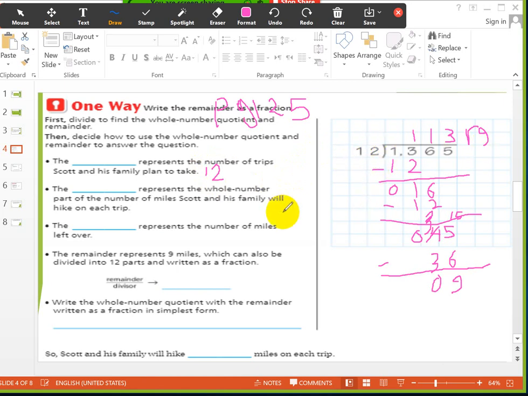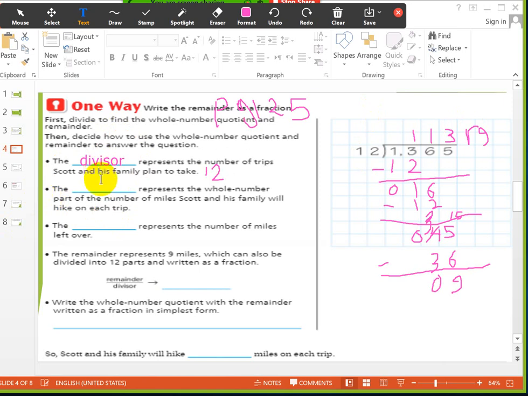So 12 is what in this division? 12 is a dividend, is a divisor, is a remainder, is a quotient, is a what? 12 is a divisor, right? So the divisor is the number of trips that Scott and the family plan to take. So this number represents the divisor, or the divisor represents this number. Okay? So this is the first answer, or the first missing word here.